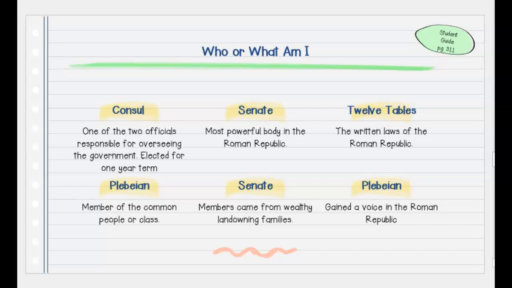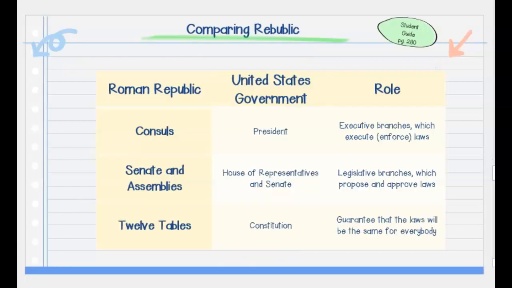Who or what am I? This is on page 311. So one of the 2 officials responsible for overseeing the government and elected for a one-year term, that was a consul. Most powerful body in the Roman Republic, and members came from wealthy landowning families, those were both senates. 12 tables were the written laws of the Roman Republic. And then plebeian was a member of the common people or class. And then they also gained a voice in the Roman Republic. So again, you can always pause this video or go back to the PDF as needed.